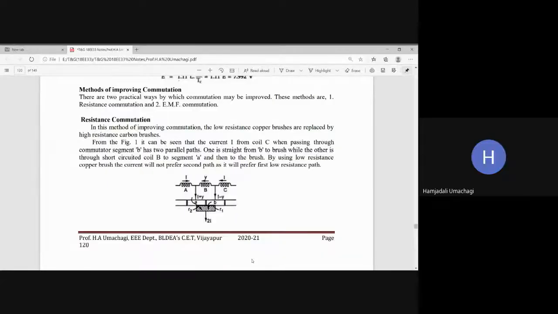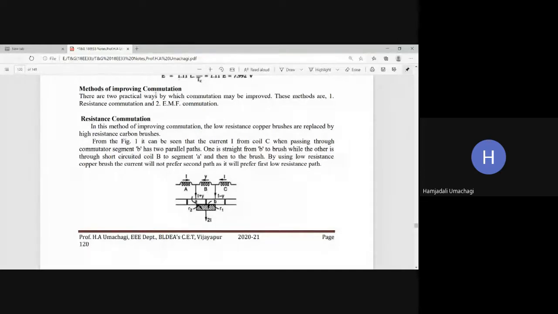In this class, we will discuss methods for improving commutation. In the earlier class, we know that the reason for delayed commutation is the self-induced EMF of the armature coils, which will cause delay in the commutation as well as spark at the end of the commutation period. So how can that spark be avoided? By avoiding reactance voltage. So how to minimize that reactance voltage? That is nothing but methods for improving commutation. So let us see those practical ways here.